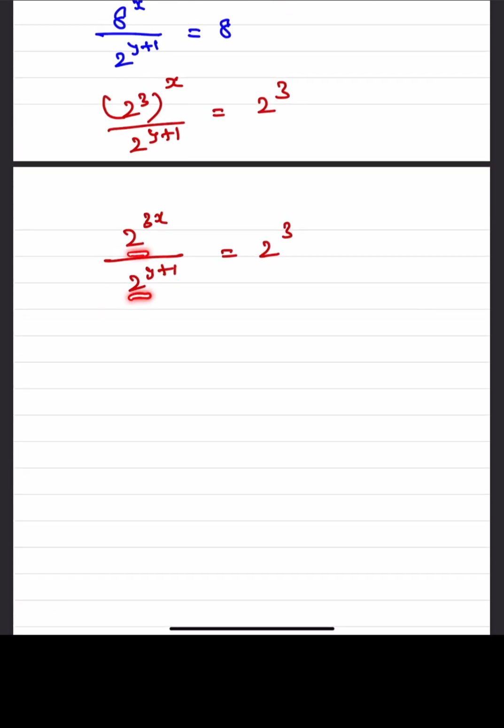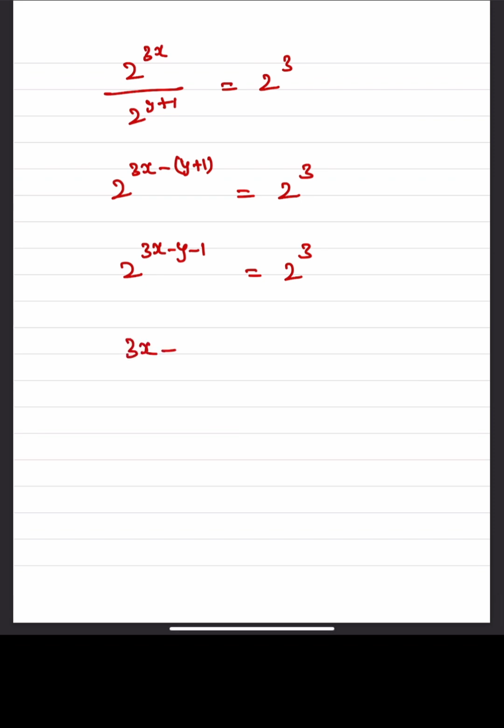Here we have the same base and we are dividing this. So when you are dividing this, we can take this power and subtract it here. So 2 to the power 3x minus of y plus 1 equal to 2 cube. Apply this minus inside. So 2 to the power 3x minus y minus 1 equal to 2 cube. Now we see that we have the same base, so we can equate these two powers. This becomes 3x minus y minus 1 equal to 3.